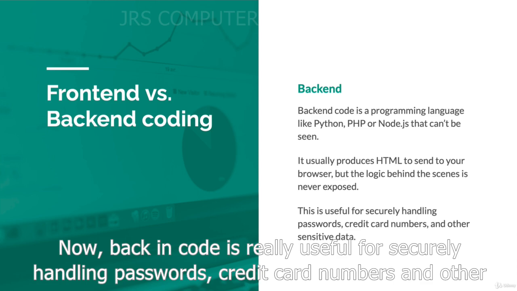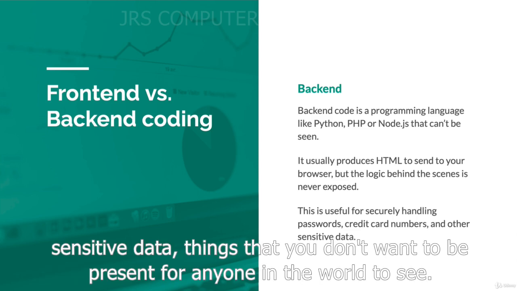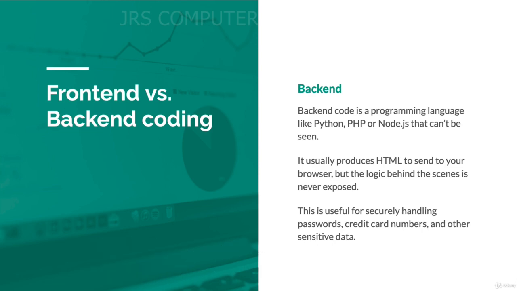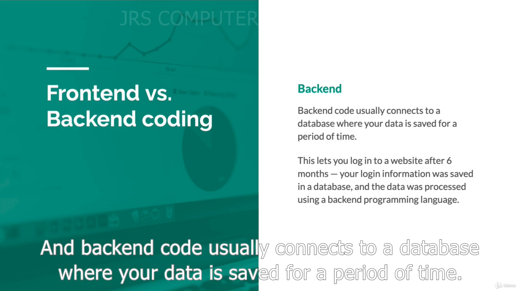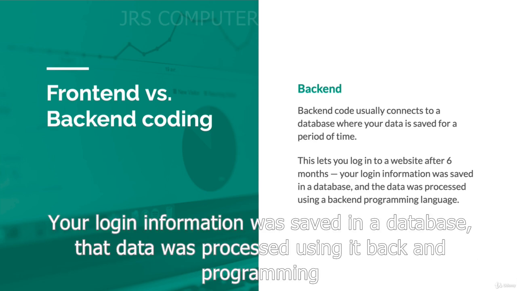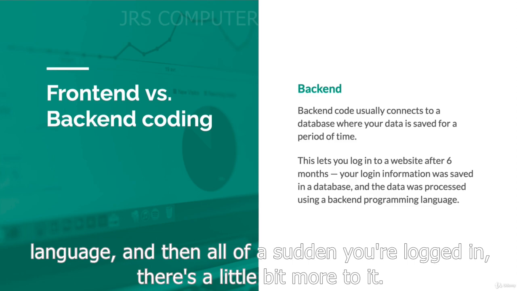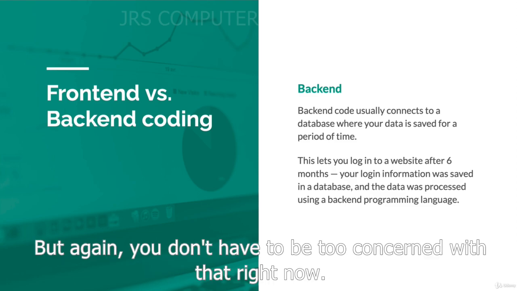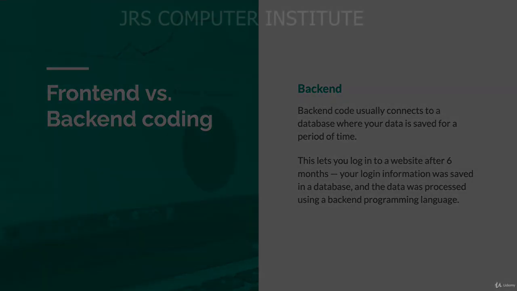Now, backend code is really useful for securely handling passwords, credit card numbers, and other sensitive data, things that you don't want to be present for anyone in the world to see. And backend code usually connects to a database where your data is saved for a period of time. This lets you log into a website like Facebook after, let's say, 6 months. Your login information was saved in a database. That data was processed using a backend programming language, and then all of a sudden you're logged in. There's a little bit more to it, but again, you don't have to be too concerned with that right now.